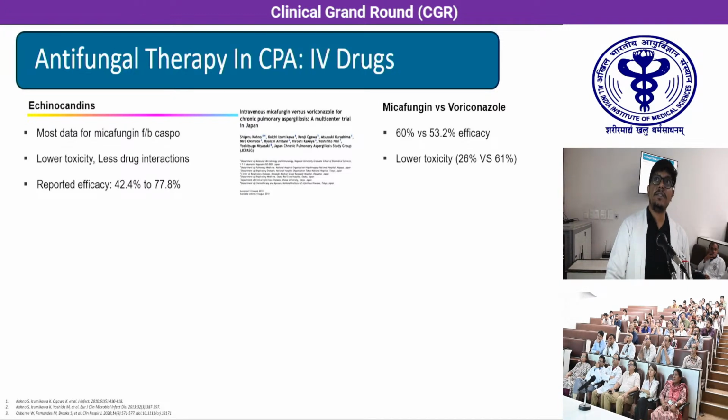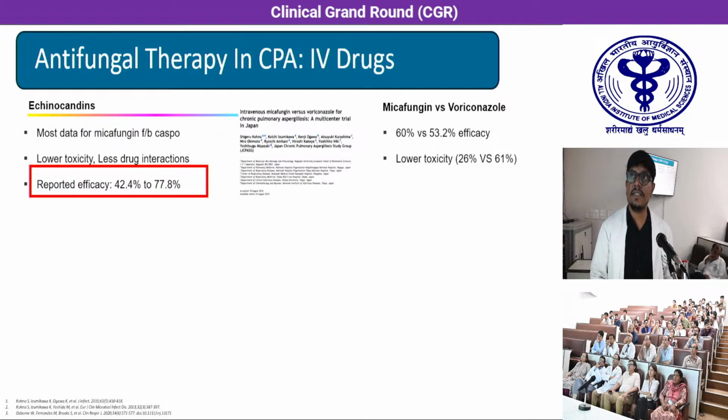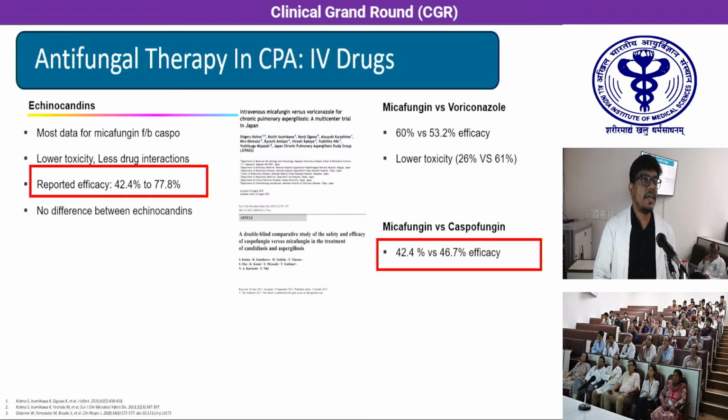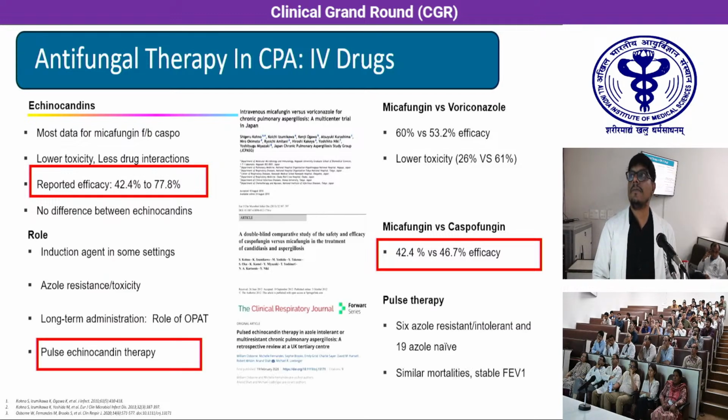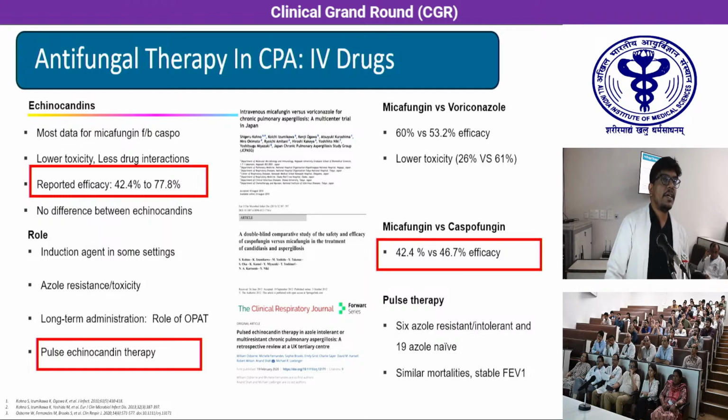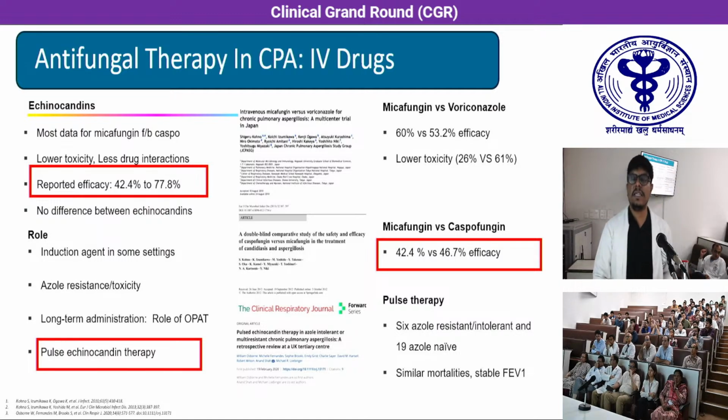Of echinocandins, most evidence is currently available for micafungin. In terms of efficacy, it is somewhat similar to azole. However, they have lower toxicity and fewer drug interactions. Between echinocandins, no significant difference in efficacy has been noted. People have also tried pulse echinocandin therapy with a duration of around 2 weeks repeated every 1 or 2 months, and had shown similar mortalities and pulmonary functions as compared to traditional azoles.